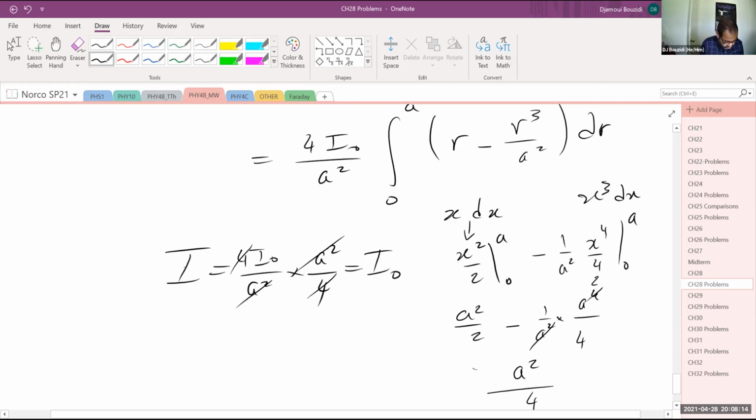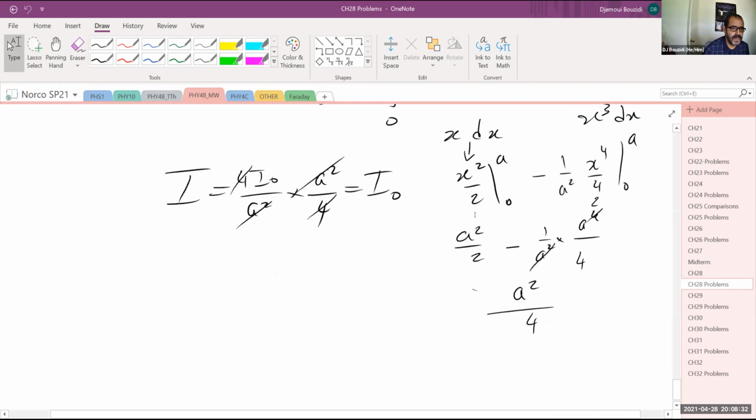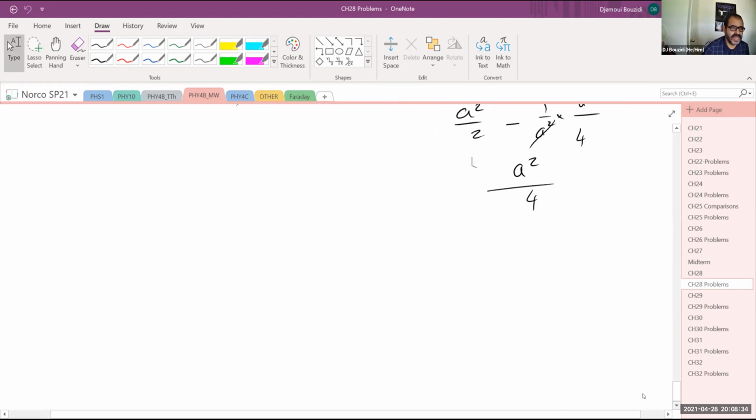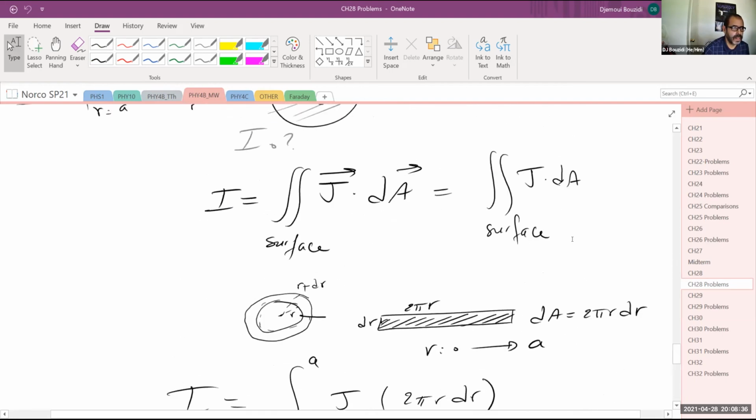That is how we were asked to do that. First part, show that I naught is the total current passing through the entire cross-section of the wire. So part B, using Ampere's law, derive an expression for the magnitude of the magnetic field B in a region r greater than a. So now we need to find the magnetic field outside of this wire.